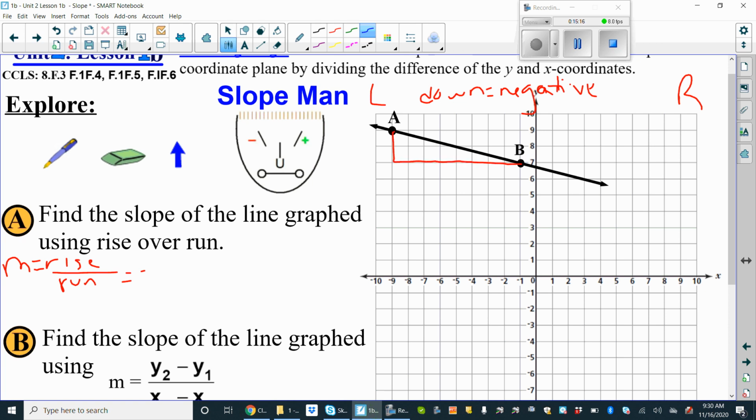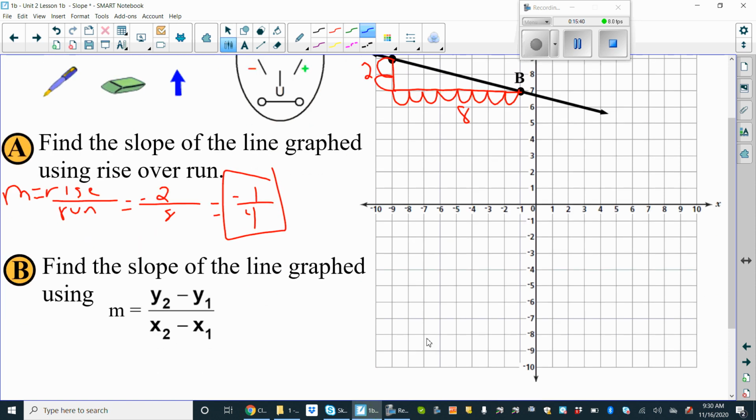Now we're going to find our slope. Our rise is 2. It's always the side that's vertical, going up and down. Think of an elevator rises. And our run is 1, 2, 3, 4, 5, 6, 7, 8. And when you simplify this, you get negative 1 over 4, which is your slope.